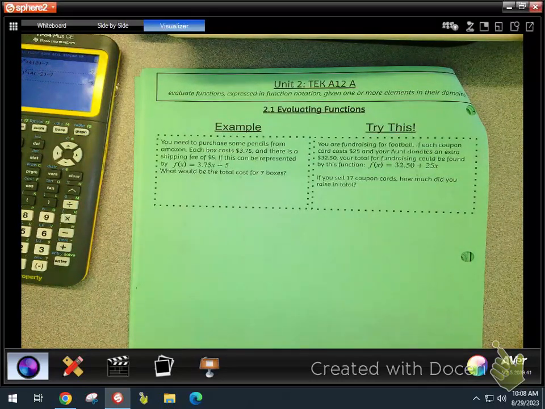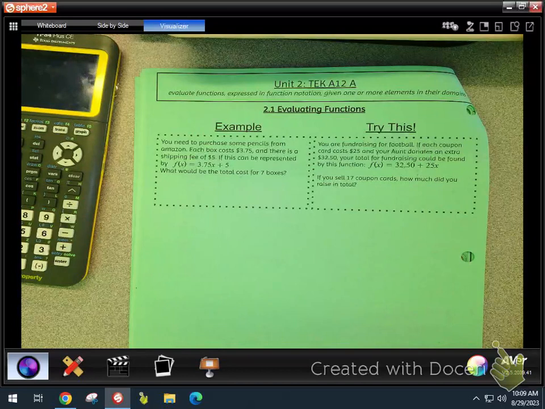Even though there's word problems, it's still the same stuff we've been doing, people, so don't stress. So what's our story? What are we trying to do? Purchase some pencils. Purchasing pencils from Amazon. Each box costs $3.75. There's a shipping fee of $5. This person doesn't have Amazon Prime. It can be represented by the function f of x equals 3.75x plus 5.